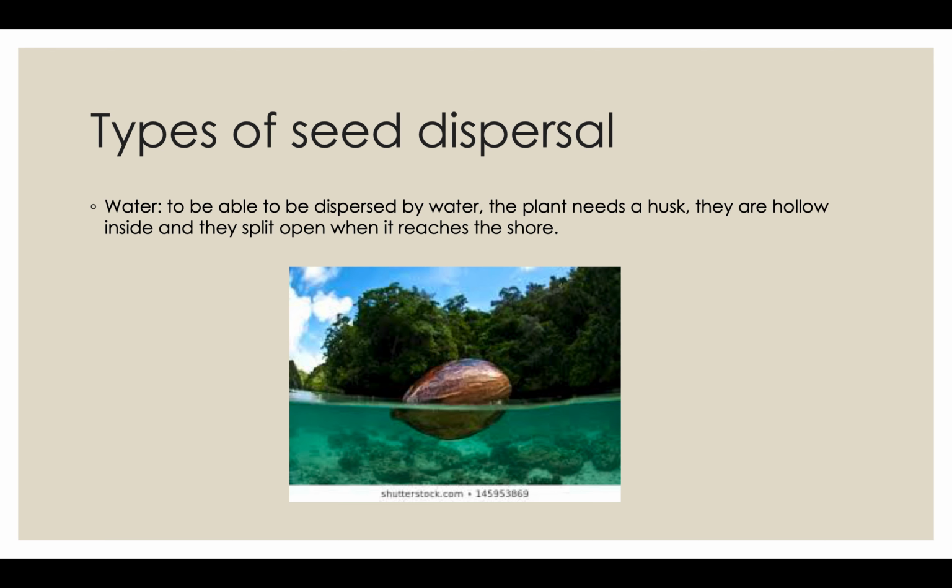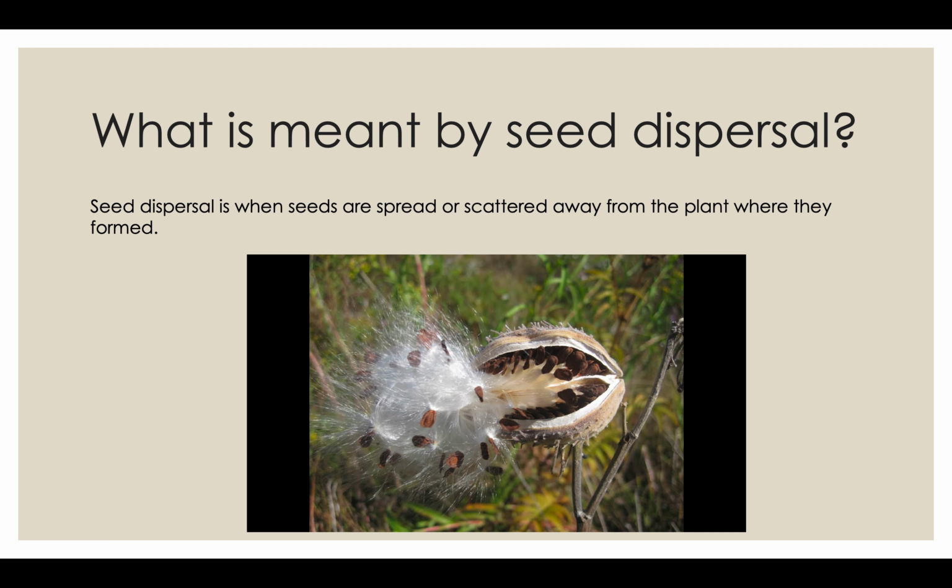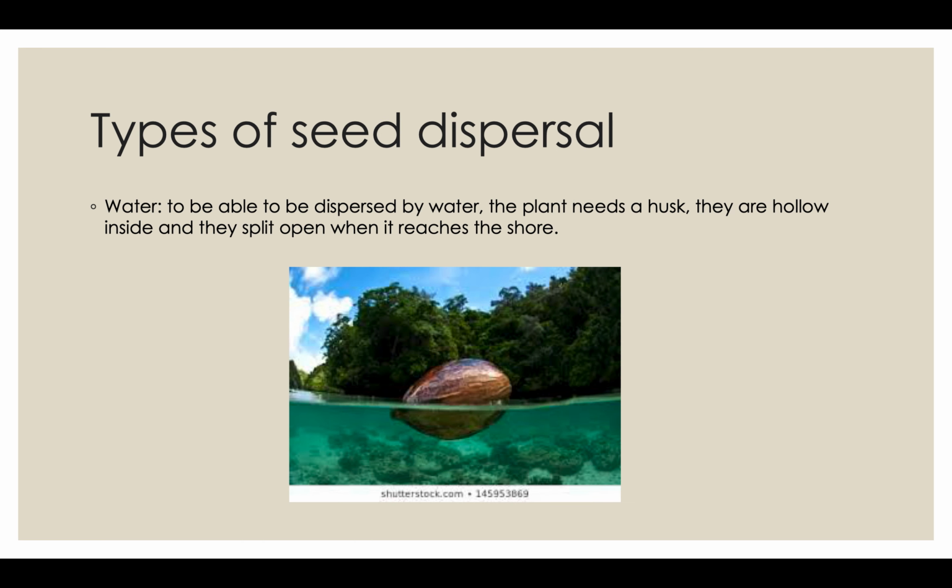So, like I mentioned just now as well, let's talk about that. Seed dispersal is when we spread seeds away from the plant where they were formed. There are different types of seed dispersal. The first type we are going to talk about is water. Okay? So water, why is this a type of seed dispersal? It is because it is able to be dispersed by water because the plant needs a husk. They are hollow inside and they split open when it reaches the shore. Seeds that are usually spread through water are coconuts. Coconuts are a really good example.